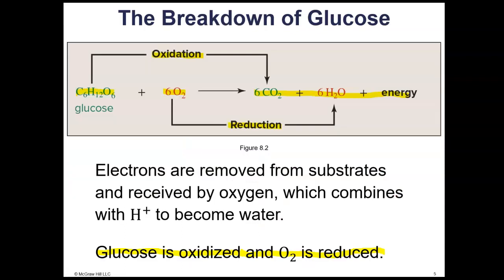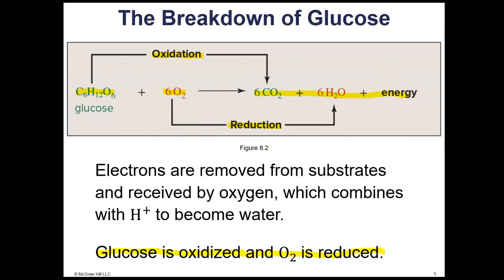Okay, so this is the overall equation in chemical symbols. I don't have the words for oxygen, carbon dioxide, and water. But anyway, this is the overall equation, so let's go over it. Glucose, C6H12O6, plus 6 molecules of oxygen react in the mitochondria to produce 6 molecules of carbon dioxide, 6 molecules of water, and energy in the form of ATP.